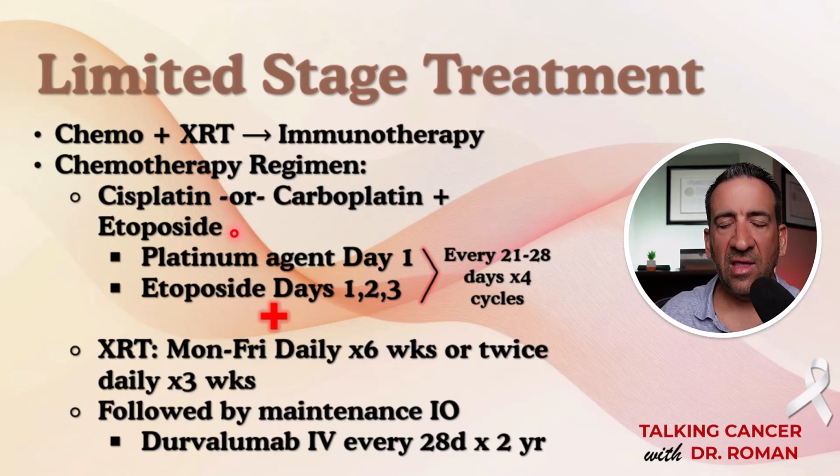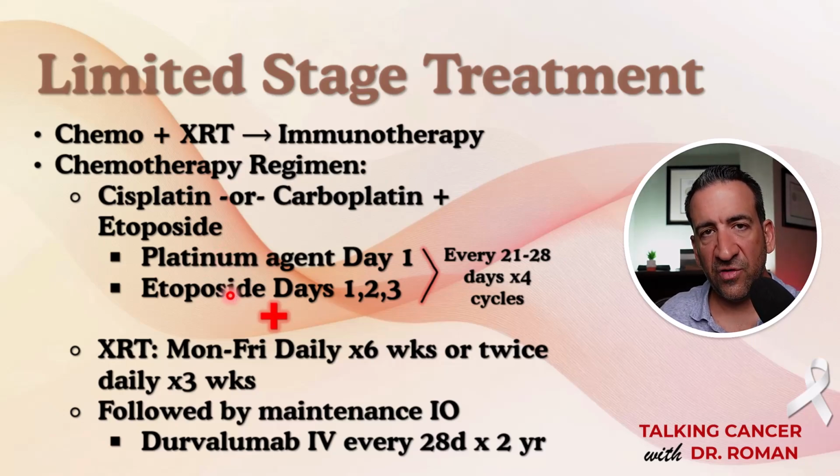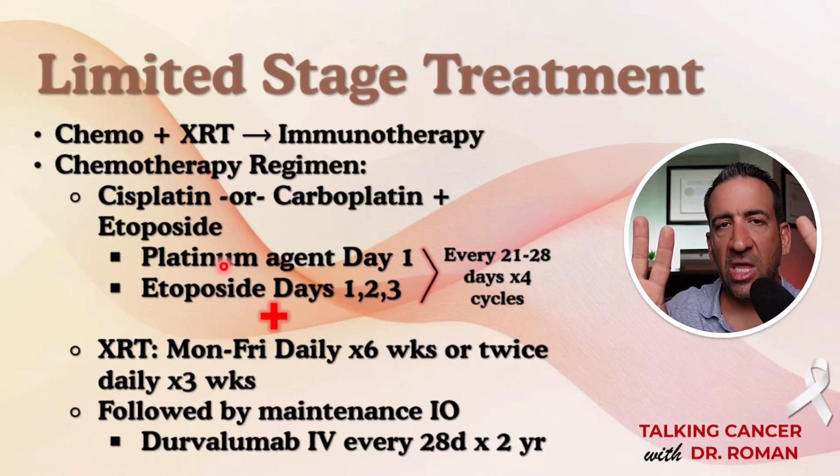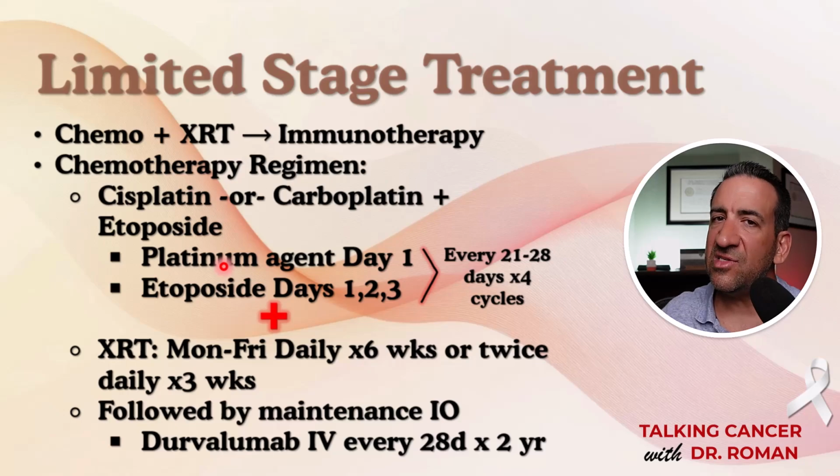The way we give it is that it's chemotherapy given over 3 days. On the first day, day 1, you'll receive the platinum, again either cisplatin or carboplatin, together with etoposide. So that first day, you will get both chemos. Then on the second day and the third day, you will receive etoposide by itself. All right? And then 21 to 28 days later, we will repeat that same regimen. You will get those 3 days of chemotherapy again. And then 21 to 28 days later, you will receive the same chemotherapy regimen.